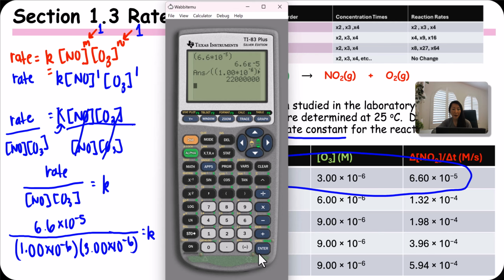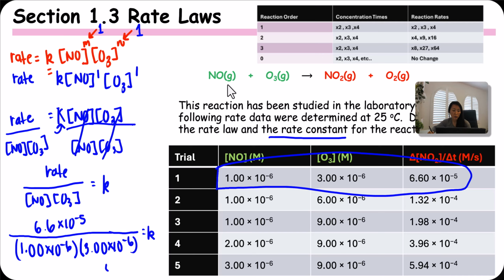And so my k becomes 2.2 times 10 to the, let's see, 1, 2, 3, 4, 5, 6, 7. Okay, so 2.2 times 10 to the 7. Now, what is the unit here? Remember that the overall reaction order is 2. So 1 here and then 1 here. The overall reaction is 2.